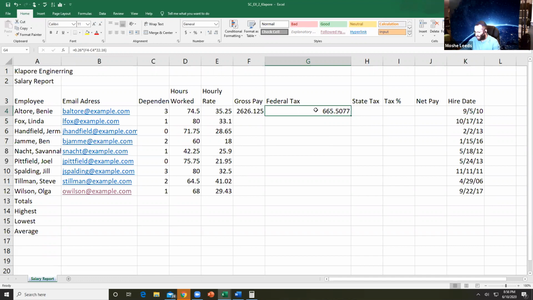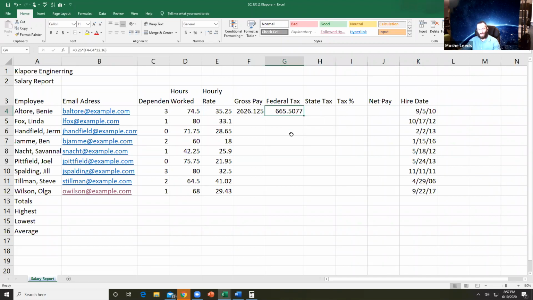The multiplication, by the way, is the asterisk. It's the little star on your numpad, or if you don't have that, it's above the number 8 on your keyboard. So it's either above your number 8, or if you have a numpad, it's the asterisk above the 9. So that's how you multiply in Excel, okay?